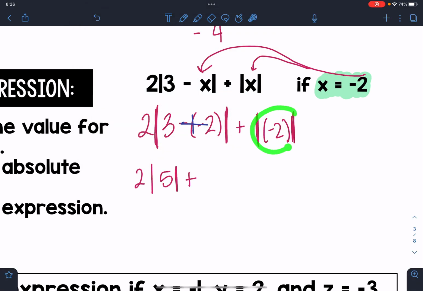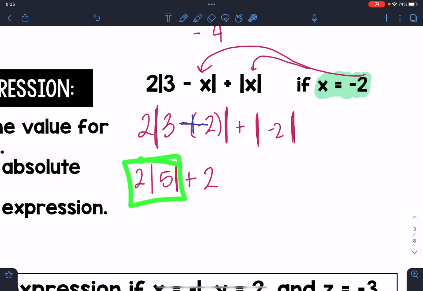Plus, what does this become? I have one number now remaining in my absolute value bars. I can get rid of these parentheses. What do those bars tell me to do? Make it positive. So this is really plus a positive 2. Okay, so what does this happen? It's already a positive 5, so we just keep it a positive 5.